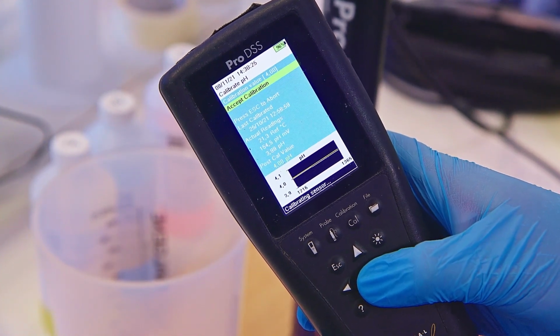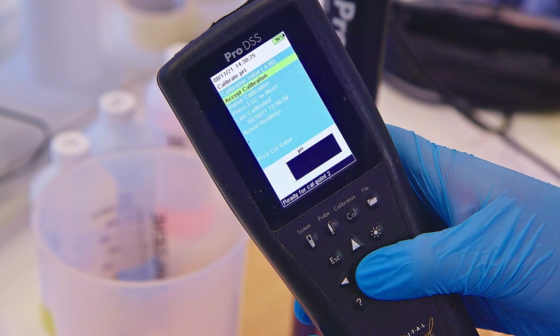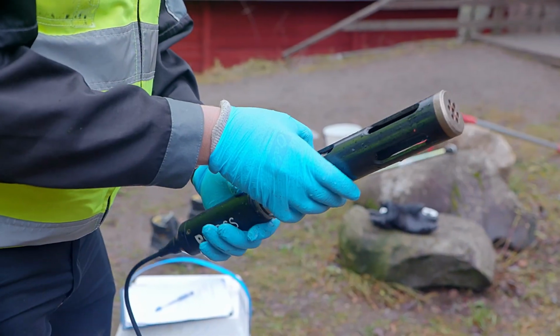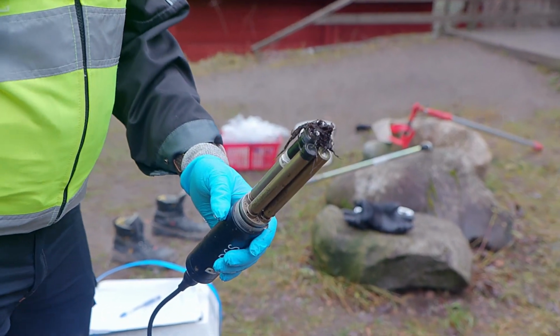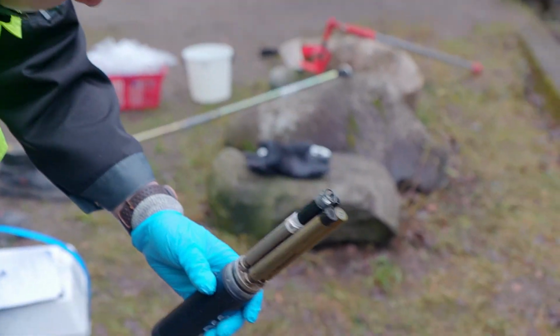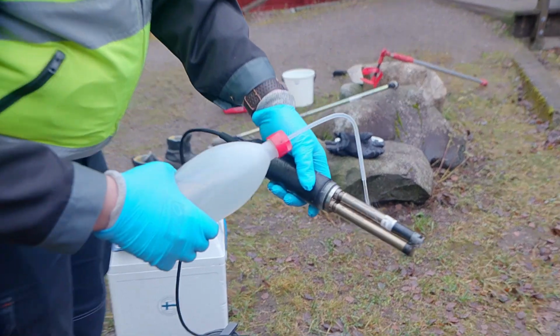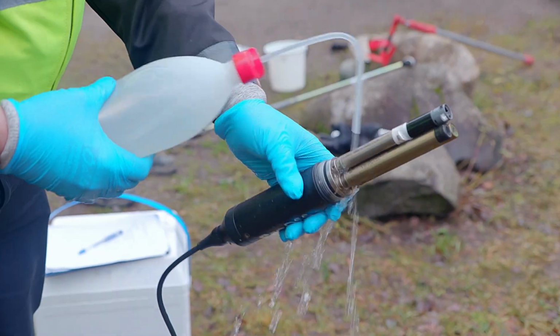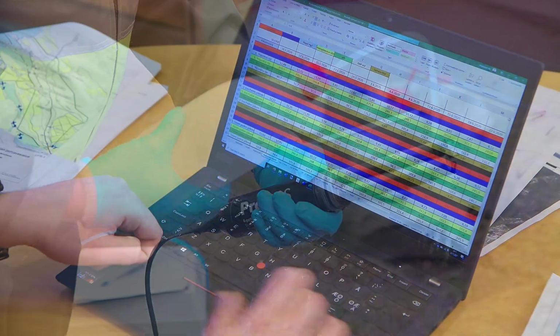The functioning and calibration of the meter should always be ensured before fieldwork. During measurements, it is important to make sure that the sensor heads of the meter remain clean. The results should be monitored constantly and any inconsistencies should be addressed. The collected measurement data can be downloaded from the instrument to a computer where it can be processed.